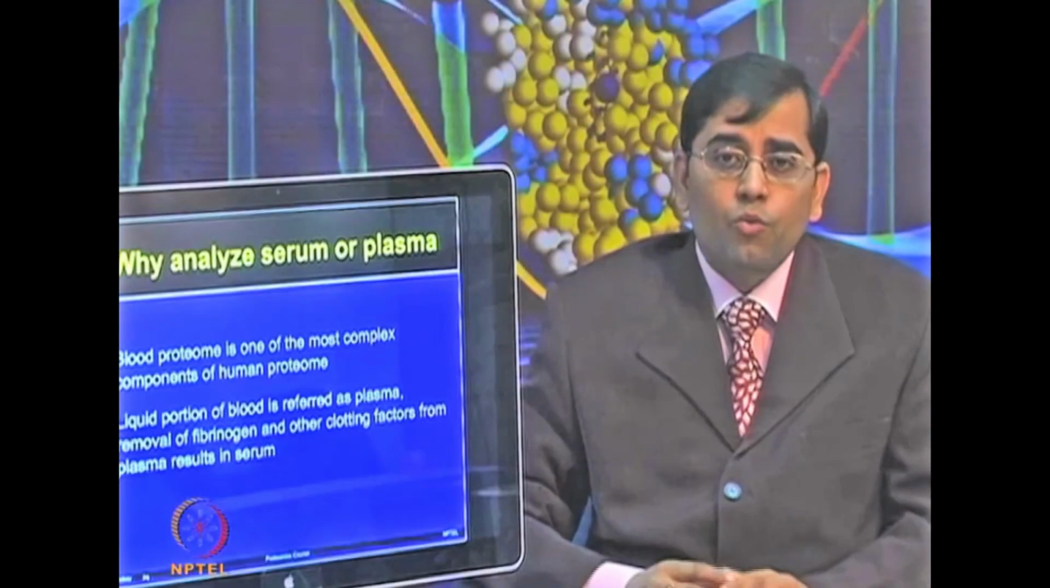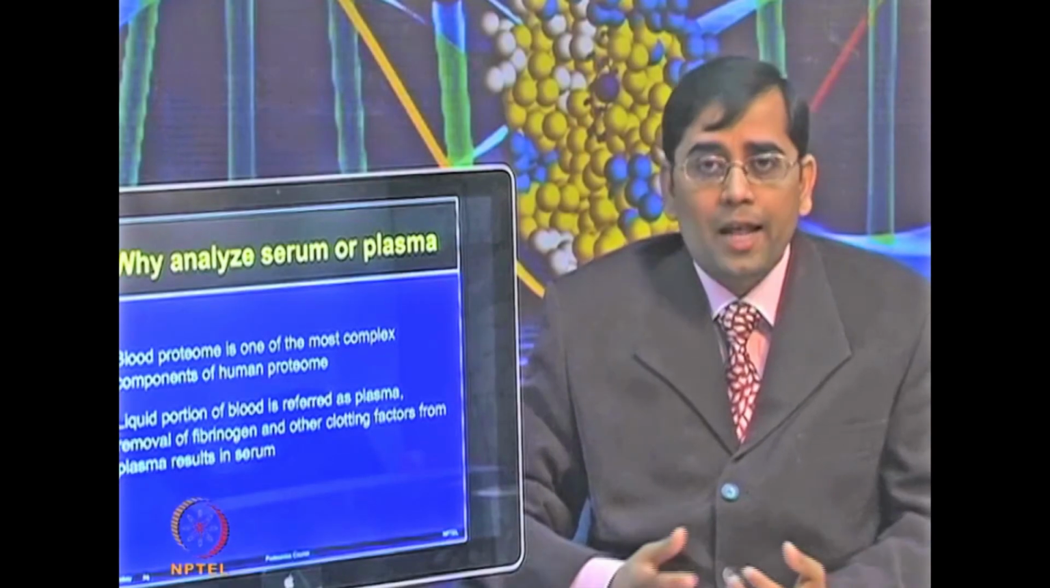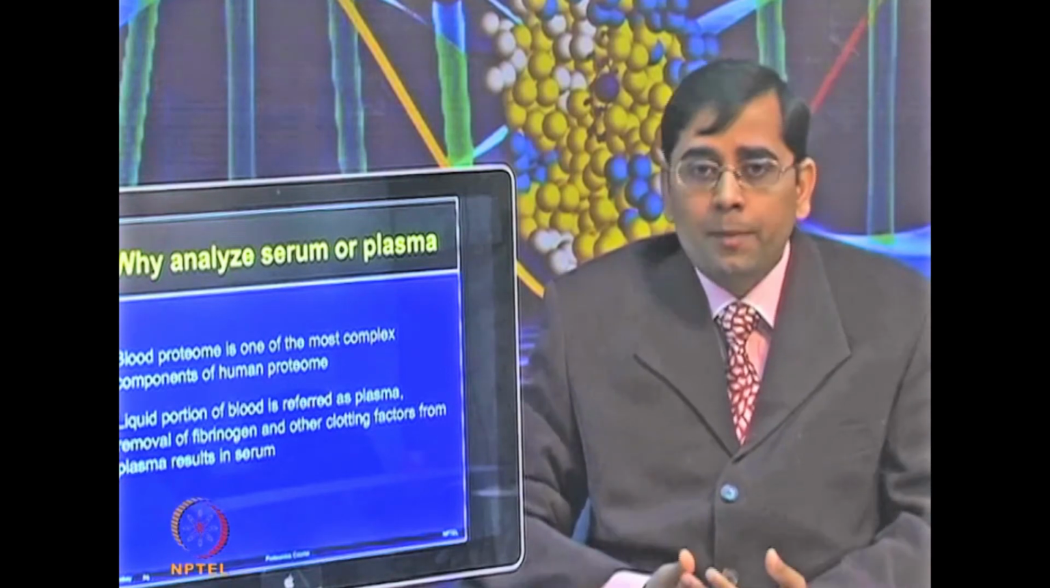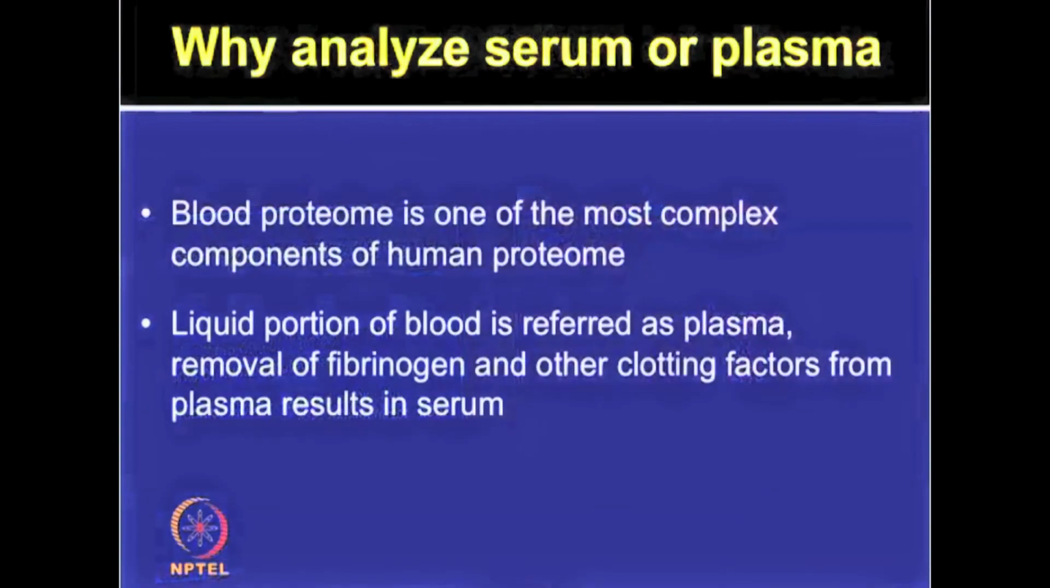You may ask, why analyze serum or plasma for any proteomic applications? As you know, the blood proteome is one of the most complicated components of the human proteome. The liquid portion of the blood is referred to as plasma, and removal of fibrinogen as well as other clotting factors from the plasma results in serum.